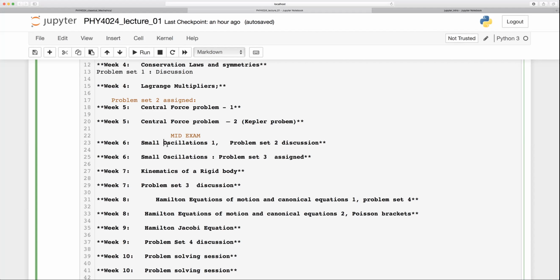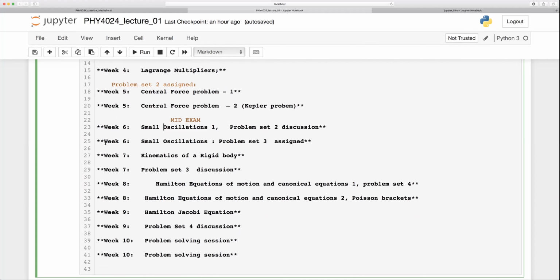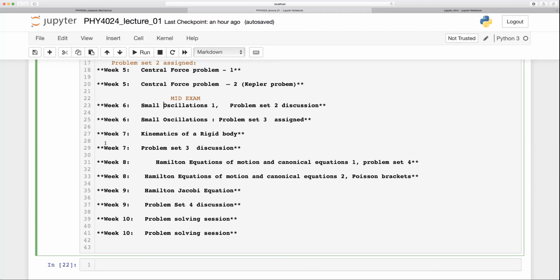And then I guess after the sixth week, when you go into the seventh, eighth, and these last few weeks, I assume that what you will meet will be completely new for you, which is about the kinematics of a rigid body, where we will learn about spinning tops and rigid bodies, how they move, and the dynamics of rigid bodies and those kinds of things.